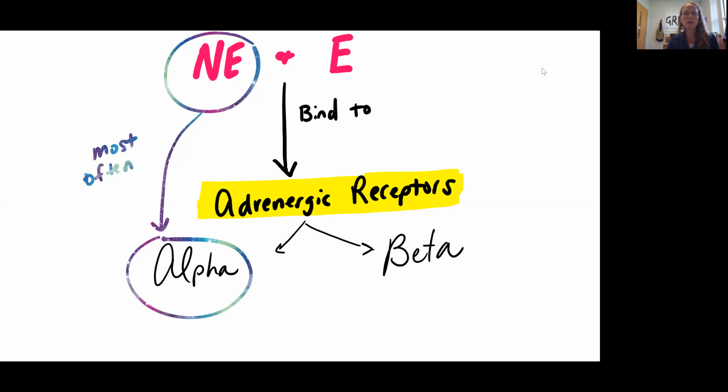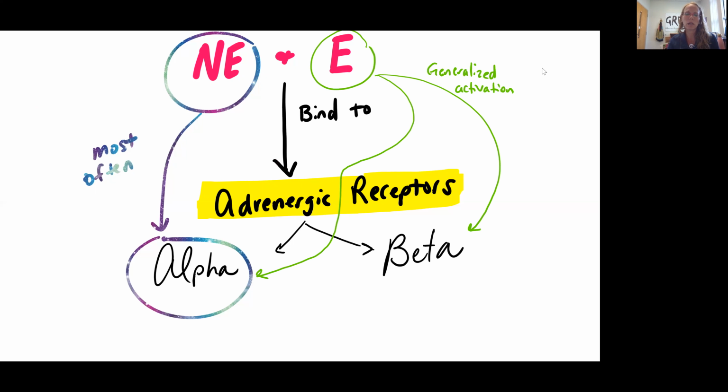Now, when we are talking about the relationship of these neurotransmitters to these receptors, we see that norepinephrine most often binds to alpha receptors. Although in some cases norepinephrine will bind to beta, think about it as more often binding with alpha. In the case of epinephrine, we will see it binding to both, so we will get more of a generalized activation of the sympathetic division with the release of epinephrine.